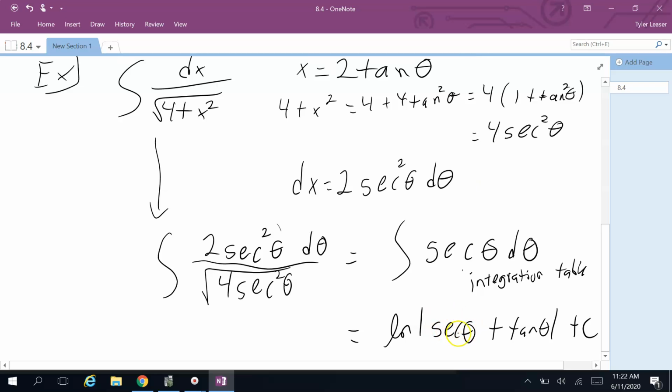I need to figure out what secant theta is in terms of x, and I need to figure out what tangent theta is in terms of x. As far as secant goes, I do have an equation that has secant in it right here. I can solve for that secant by dividing the 4 all the way to the beginning. Oh, no, I don't have to do the inverse, sorry. I'm looking for secant theta. We need to take the square root to get just secant theta by itself.